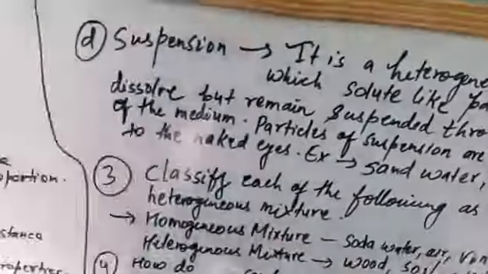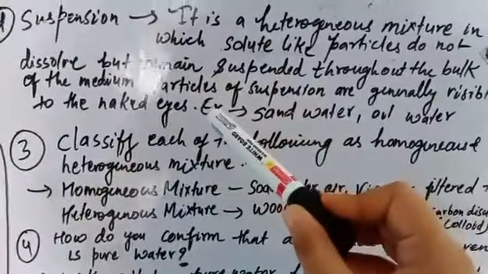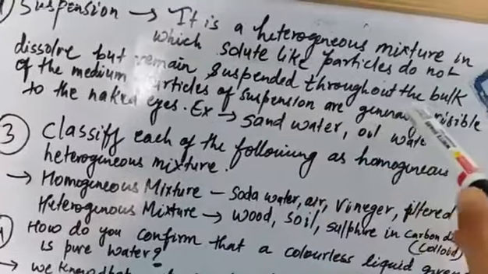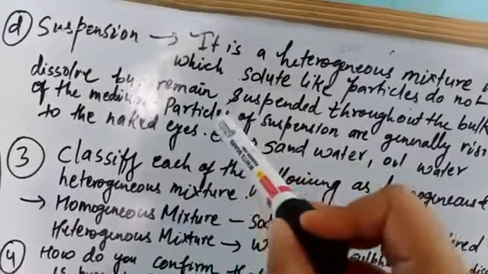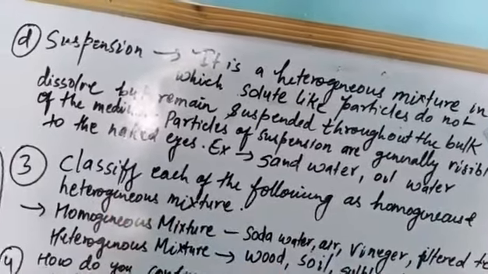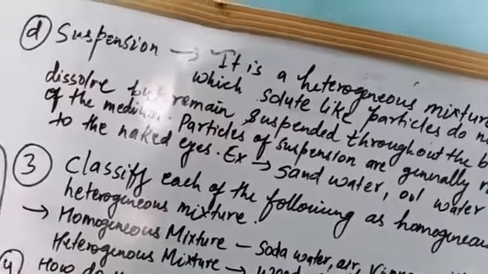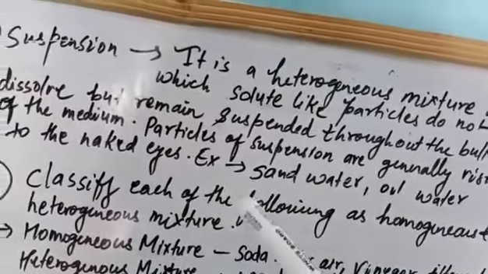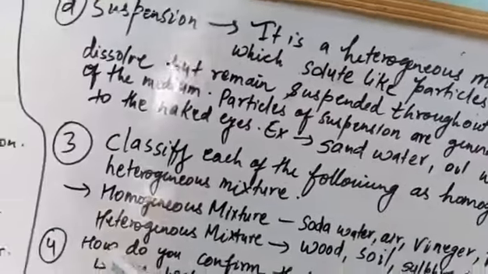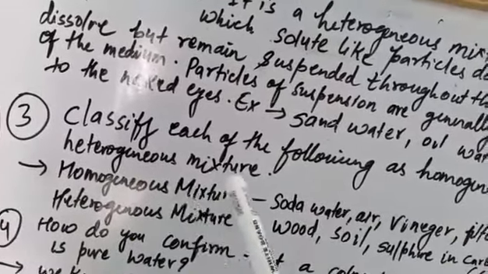Now you have one more term, suspension. It is also a heterogeneous mixture in which solute-like particles do not dissolve but remain suspended throughout the bulk of the medium, and here the particles of a suspension are generally visible to the naked eye. Here the suspended particles are very much visible to our naked eyes, and examples you can give here: sand and water, oil and water, etc. Now you have to classify each of the following as homogeneous and heterogeneous mixture.